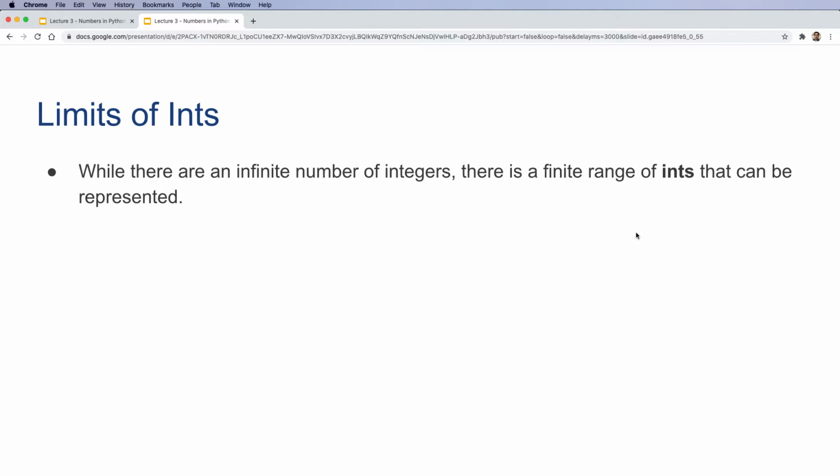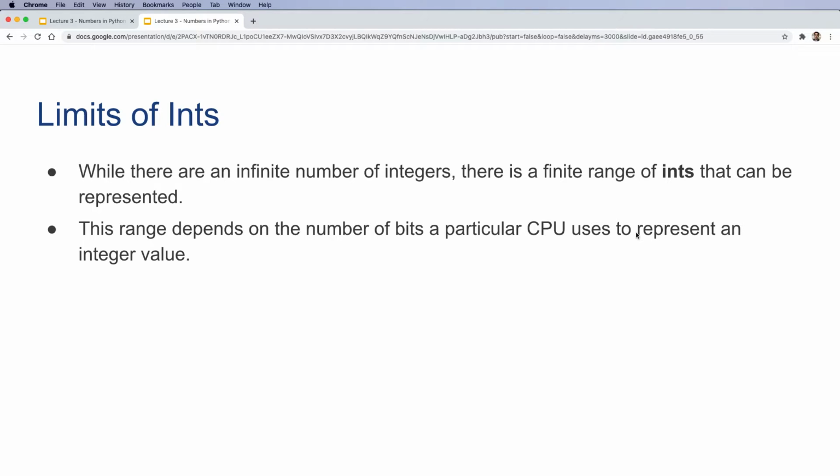While there are an infinite number of integers, there is a finite range of ints that can be represented with computers. This range depends on the number of bits a particular CPU uses to represent an integer value. And in most cases, it's either 32 bits or 64 bits of space.